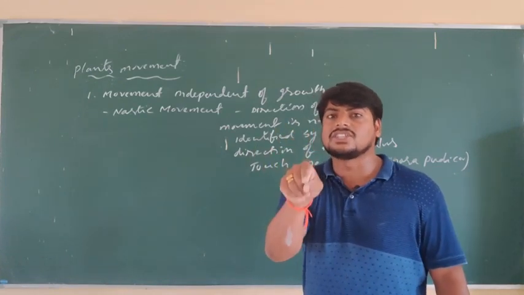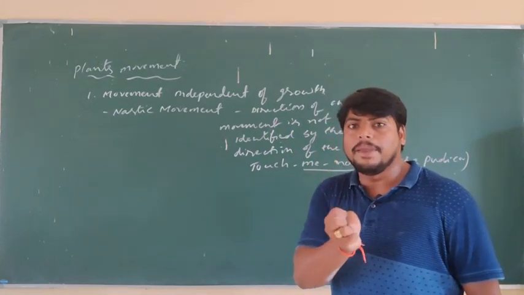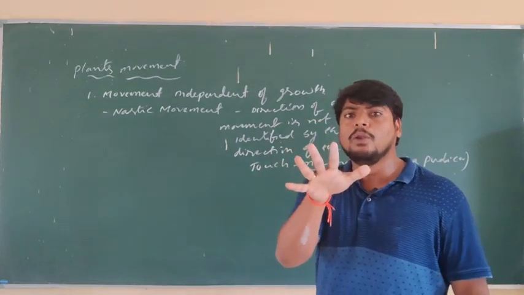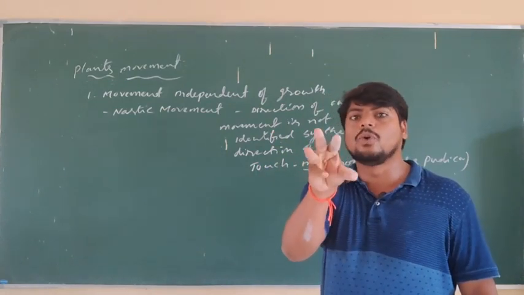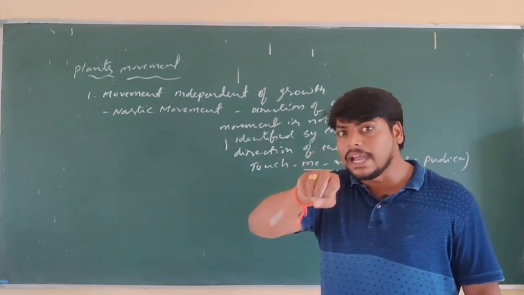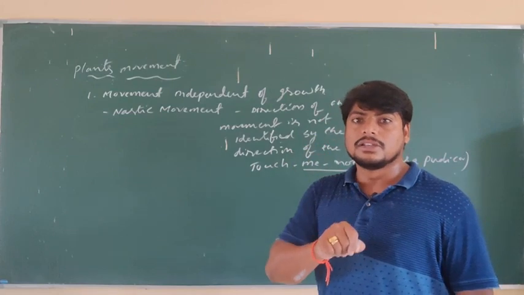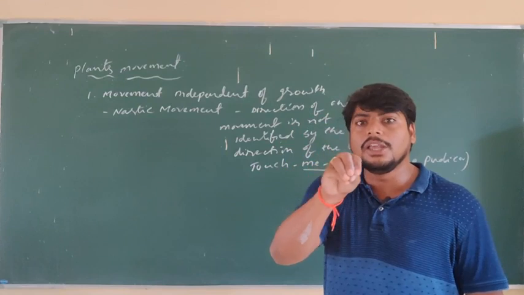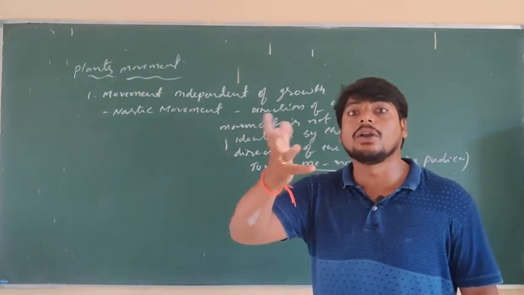If a touch stimulus is applied, the water from the base starts moving towards the lower part, and the leaf loses its firmness, which causes the leaves to fold. The complete leaf is folded. This kind of movement is not directional based on the stimulus. Based on the stimulus acting on the plant, the complete leaves fold, but it is not showing any growth.